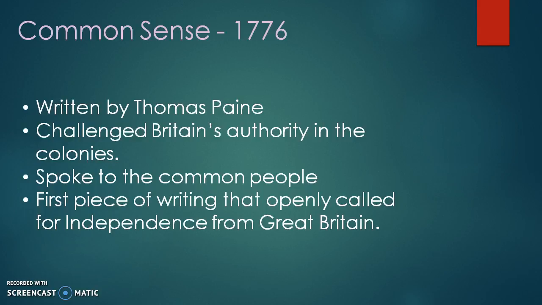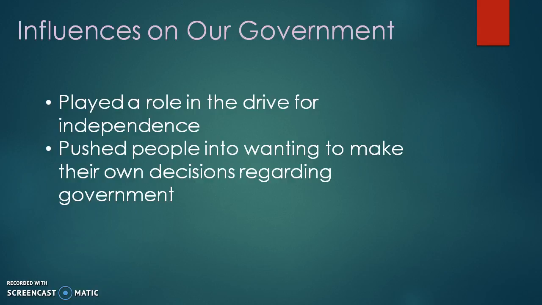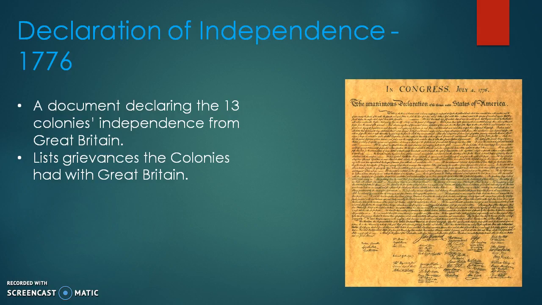And then Common Sense in 1776 was written by Thomas Paine. It challenged Great Britain's authority in the colonies and spoke to the common people. It was the first piece of writing that openly called for independence from Great Britain, so this is really where we got the idea that we could rule ourselves. It pushed people to wanting to have a say in government. People were no longer satisfied with having the government make decisions for them, and they wanted to have a say in what people did. And then we come to the Declaration of Independence, 1776.